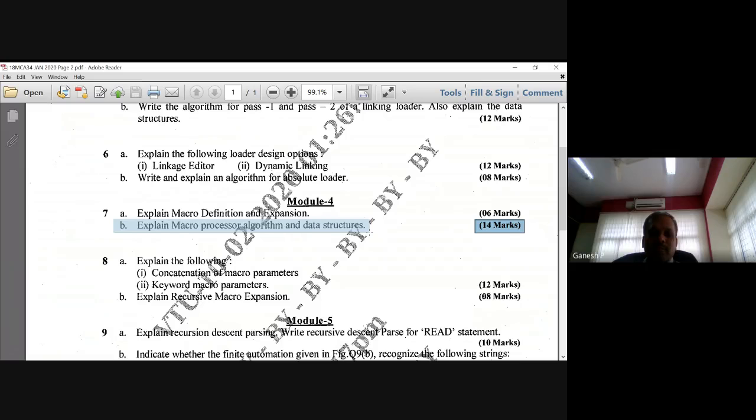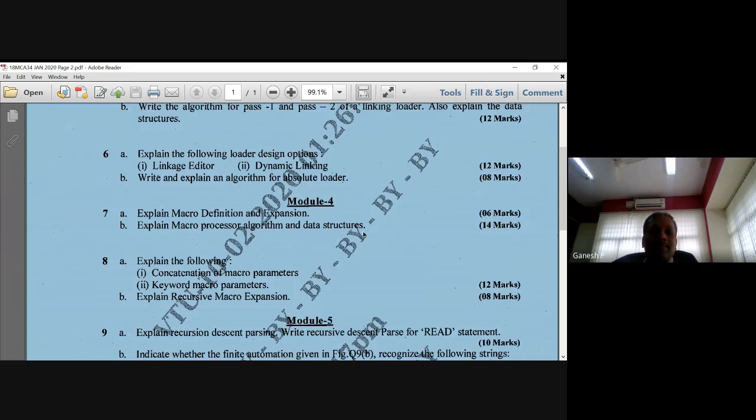There are again pseudocode. That's what we discussed earlier as well. You cannot learn this by heart. You can only understand the flow of the program. So that's how it is required. So alternative to that, concatenation of macro parameters, keyword macro parameters.